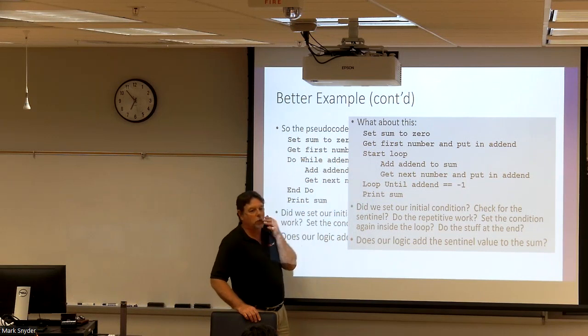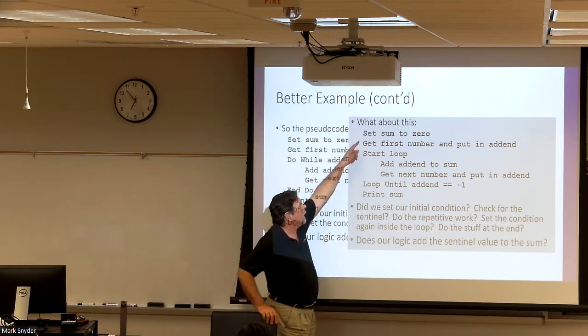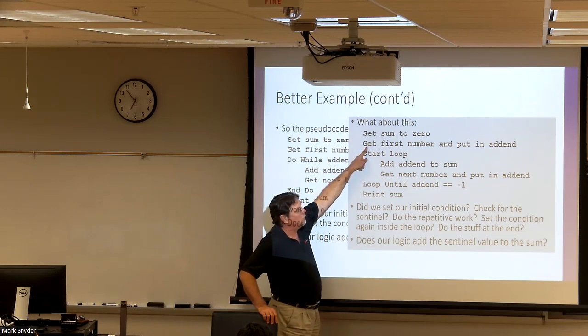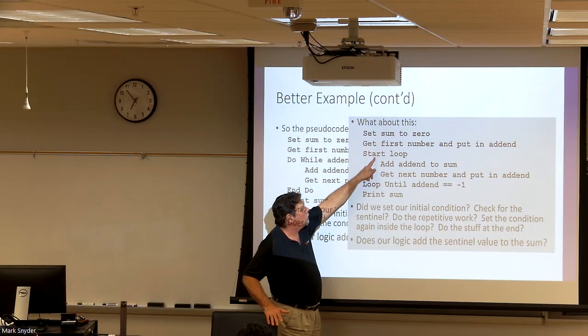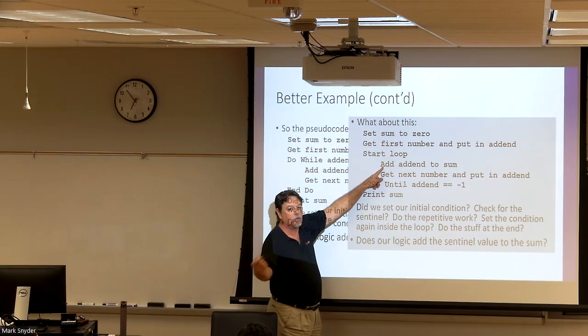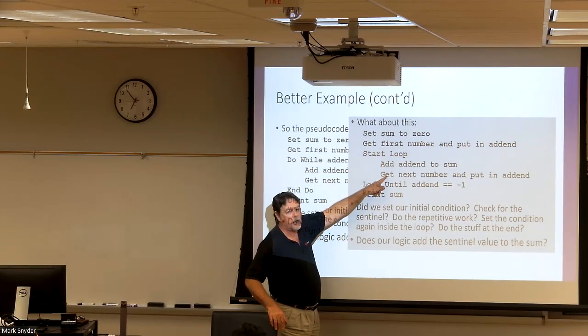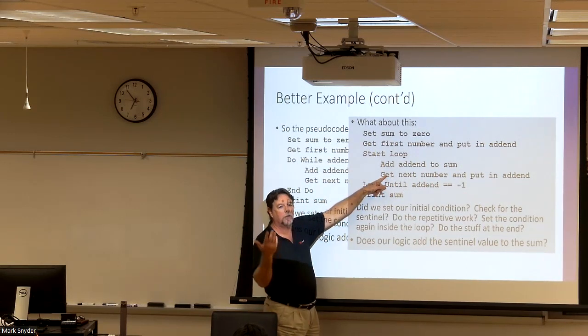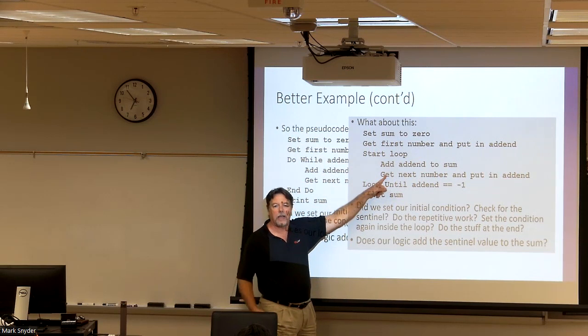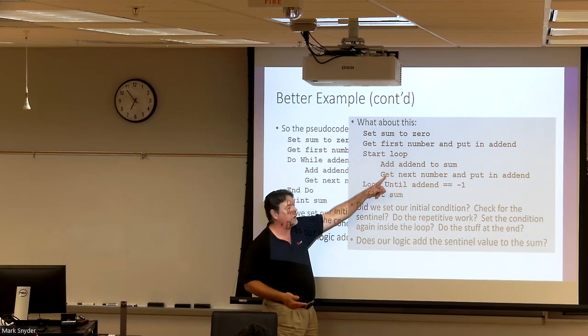Let's try a test case where we enter the sentinel the very first time we go through the program. Okay, we get the first number. We enter -1. Start the loop. Add -1 to the sum. Now our sum equals -1. Get the next number. Now it's like, why are you asking me for another number? I already gave you -1. I wanted to stop. So I enter 12.